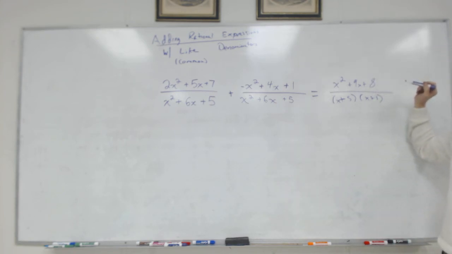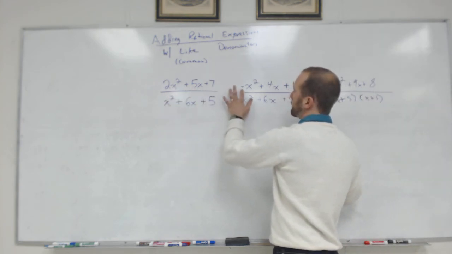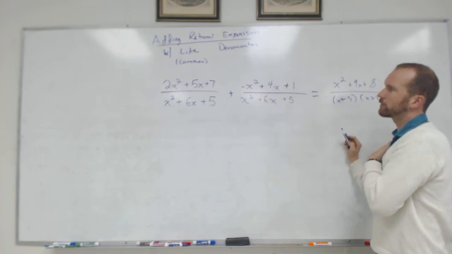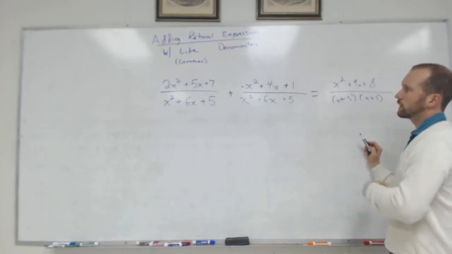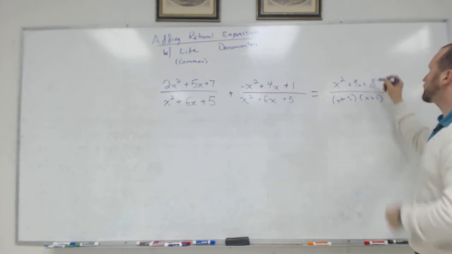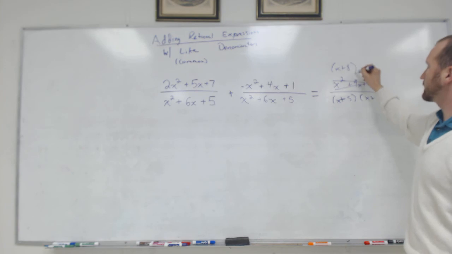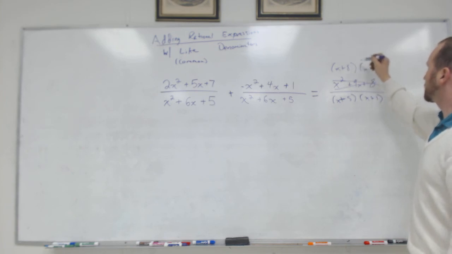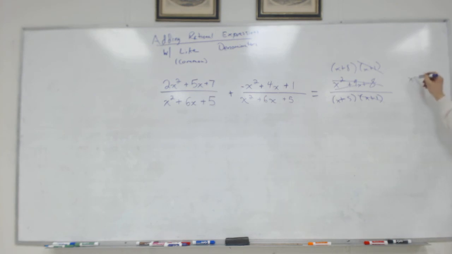How did you get x squared? So we have 2x squared minus 1x squared, right? Okay, good. And 5x plus 4x, and 7 plus 1. So now I would factor this. It would be x plus 8 and x plus 1. And then I would cancel the x plus 1. So I would end up with x plus 8 over x plus 1.